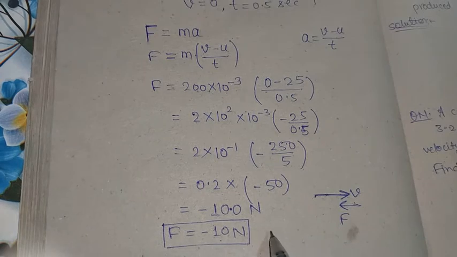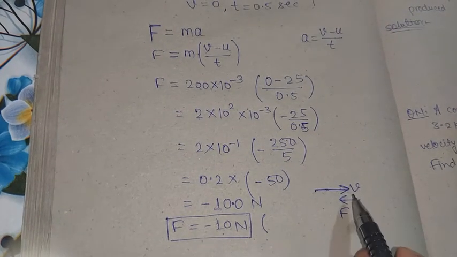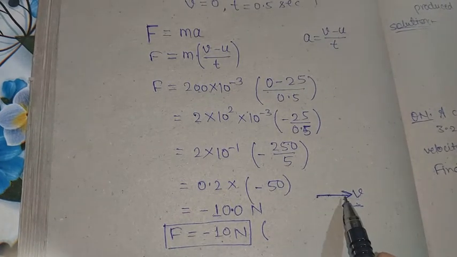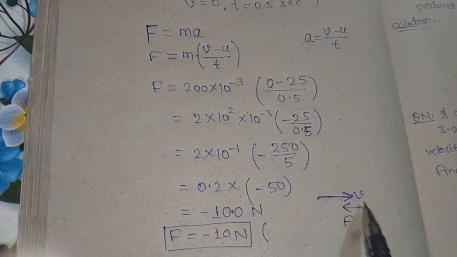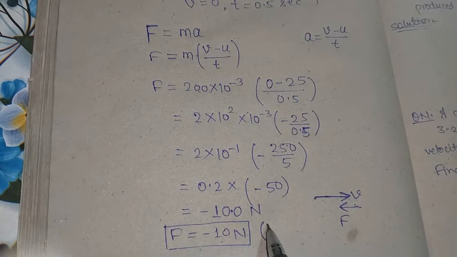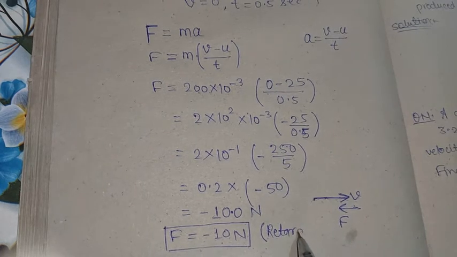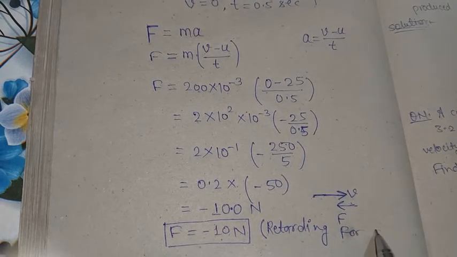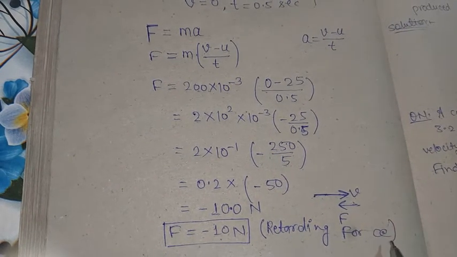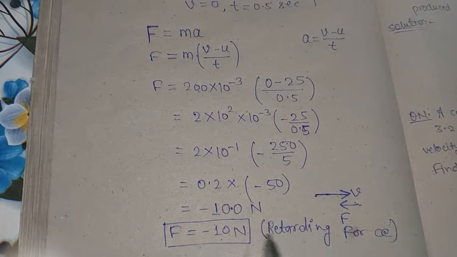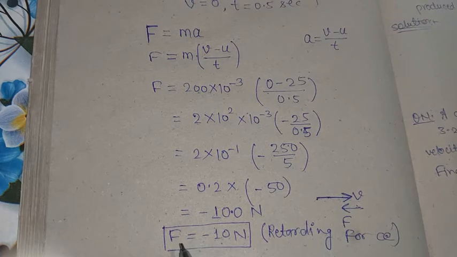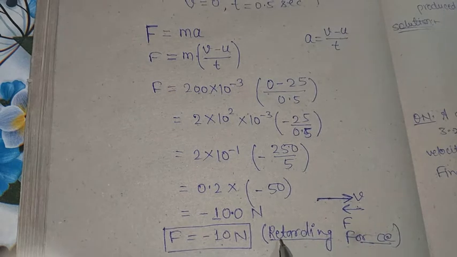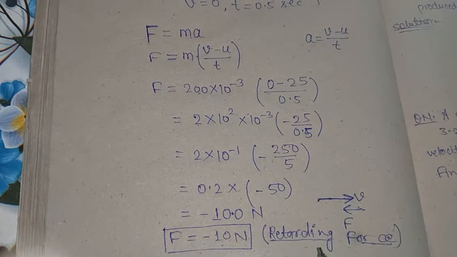This type of force means in the opposite direction of motion. वेलोसिटी और या मोशन के अपोजिट डायरेक्शन में जो फोर्स अप्लाई होता है, this type of force is known as retarding force. Retarding force. When we apply force in the opposite direction of motion, this type of force is retarding force, and the acceleration is known as retardation.